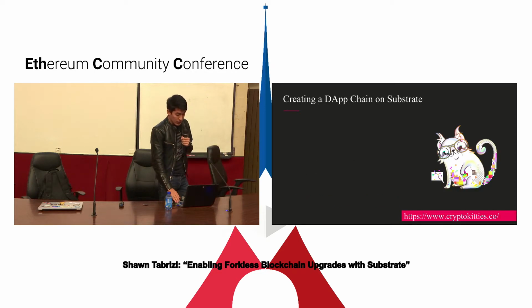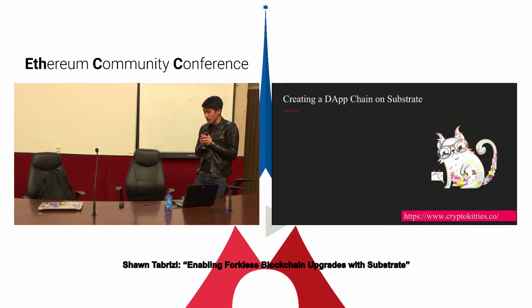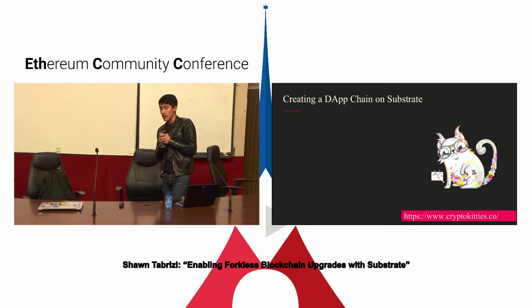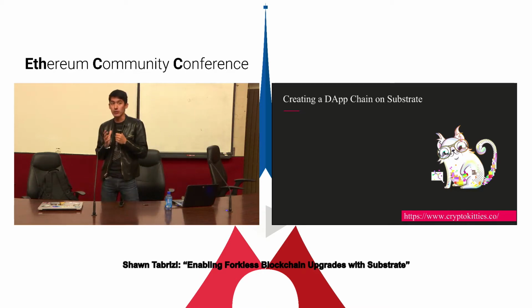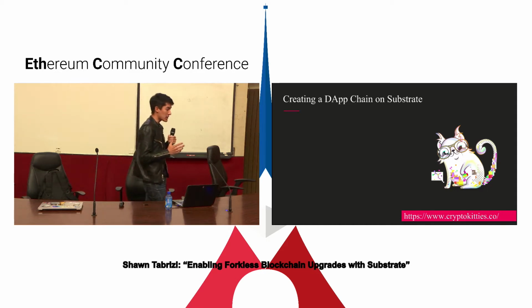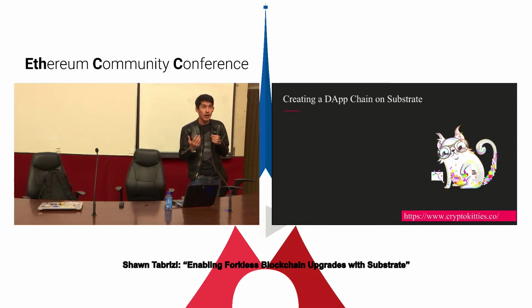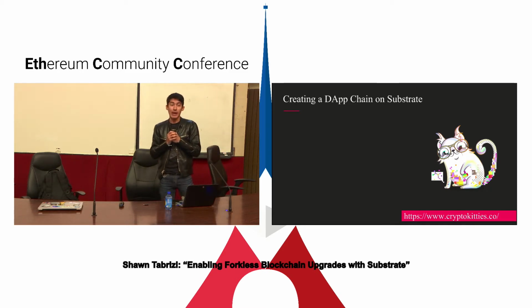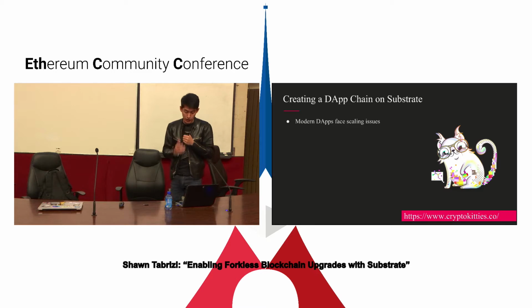So one thing I want to talk about is creating dApp chains on Substrate. Substrate is, of course, built to be a really powerful platform for building any kind of blockchain, things like UTXO chains like Bitcoin, smart contract chains. But I think one of the things that is most accessible right now, and especially to you all here at an Ethereum conference, is maybe development of dApps and dApp chains. So I want to talk about some of the problems modern dApps face with scaling.